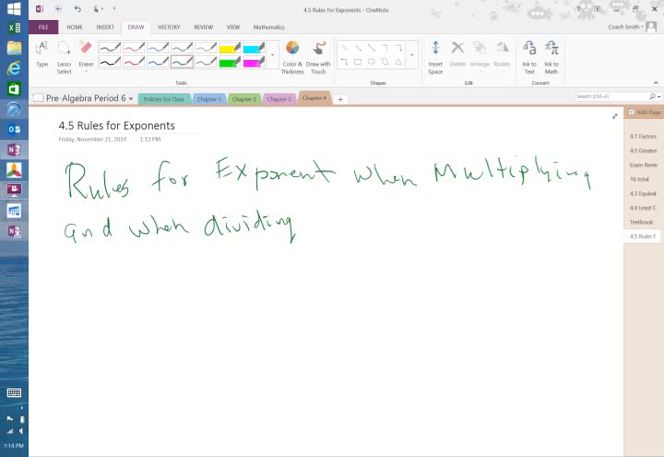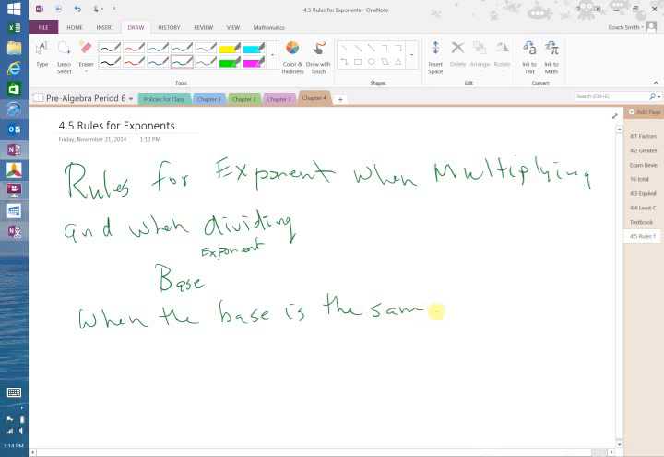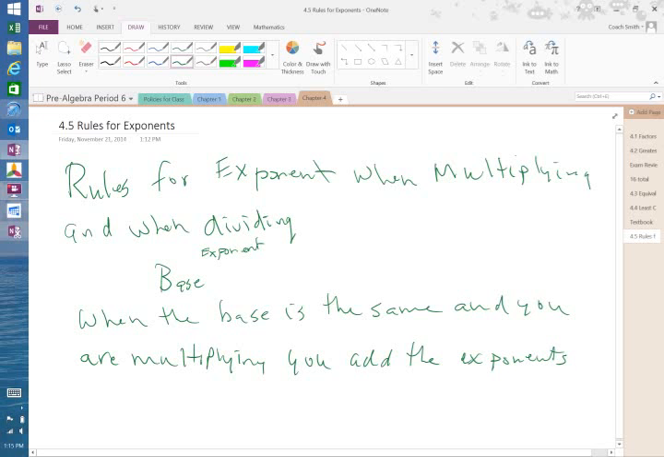Talking about is this. When you have exponents, you have a base and then you have an exponent. Okay? When the base is the same and you're multiplying, you add the exponents.